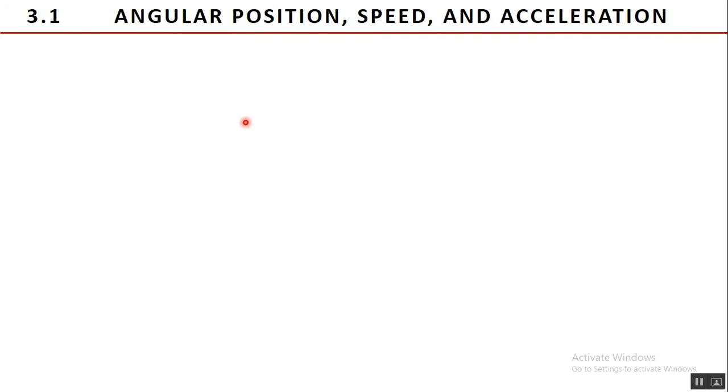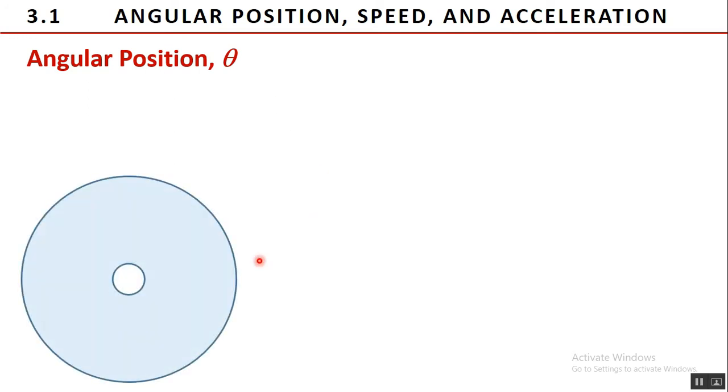Now, let us begin our discussion with angular position. In Unit 1, we described the position of a body in terms of its x and y coordinates, relative to some point of origin. In rotational motion, we can describe the position of a particle P on a rigid body in terms of angular position. To explain this, imagine a circular disk, wherein a particle P is located at a distance or radius r, from the center of the disk, O.